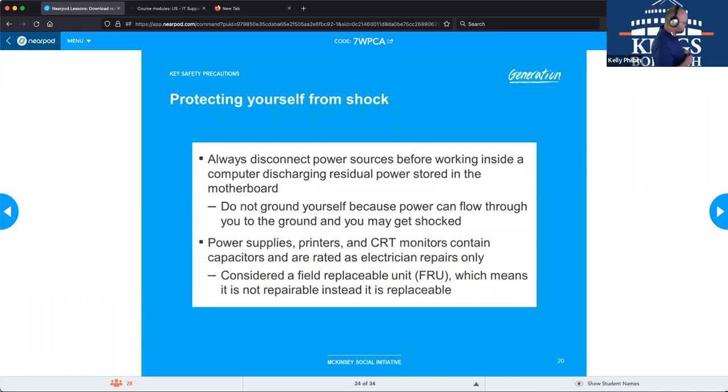Other things, power supplies. Unless you are a licensed electrician, do not ever open a power supply. That is something called an FRU, or field replaceable unit. Just pull it out and put a new one in. It's encased in a metal box. Don't open that box. Inside that box, it is just a large cluster of capacitors. It is very dangerous to work on if you don't know what you're doing. So there is never an instance where you will open up a power supply.